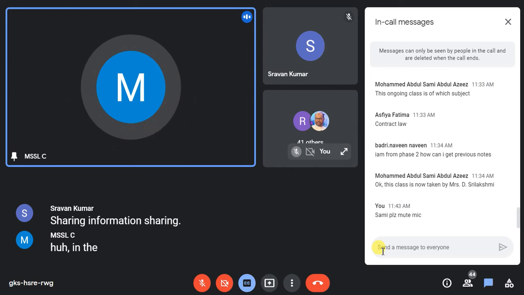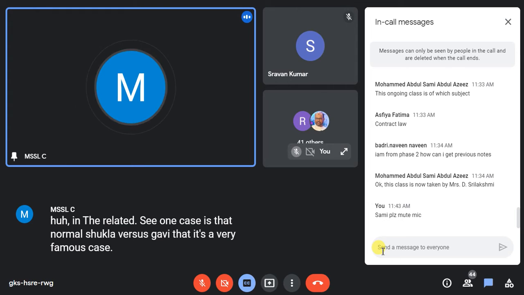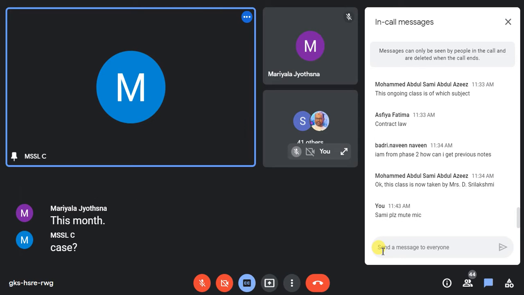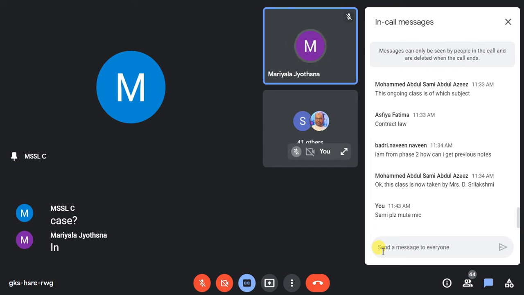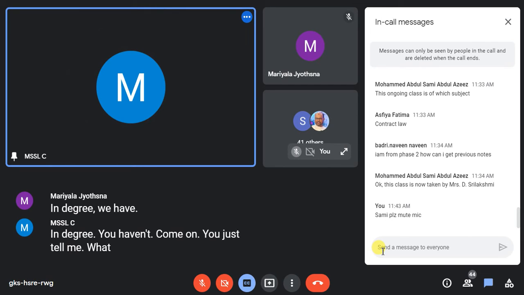See, one case is there, Lalman Shukla versus Gauri Dutt. It's a very famous case. Lalman Shukla versus Gauri Dutt. Here, what happens? Do you know the case? In degree we have, ma'am. In degree you have, no? Come on, you just tell me what the case is. Okay, Josna, I'll cover it in a short way for you.